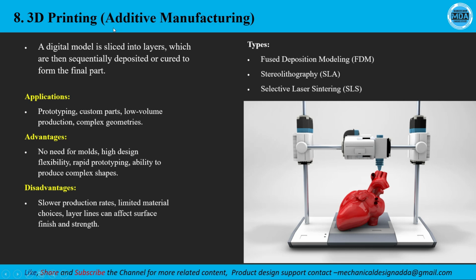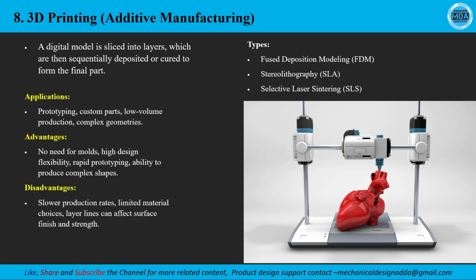Next we have 3D printing, which we also call additive manufacturing. Layer by layer, it forms the part. Step by step, it adds the material and forms the part. This process is generally used for prototyping. Suppose you are designing a product and you want to test it or have a prototype of it, at that time 3D printing is very useful. We use 3D printing for prototypes and also for some small parts.